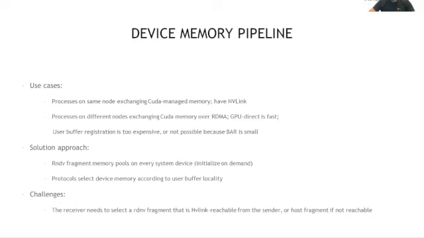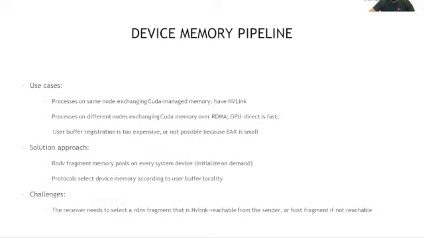So the use case for that is the device memory pipeline. There are three main use cases. First, processes on the same node exchanging CUDA managed memory. CUDA managed memory cannot be used with CUDA IPC, so we have to copy it to some other buffer and then exchange it by CUDA IPC. Today we're using a host buffer, but it's not efficient because it has to go over PCI Express. But actually we could copy it from the GPU to another memory in the GPU and then transfer it over NVLink.